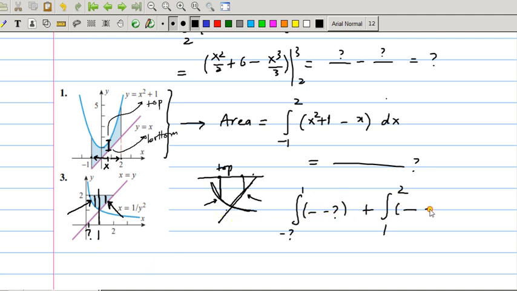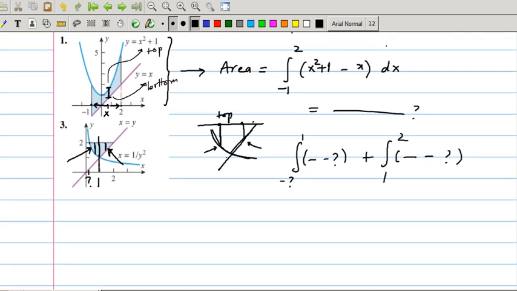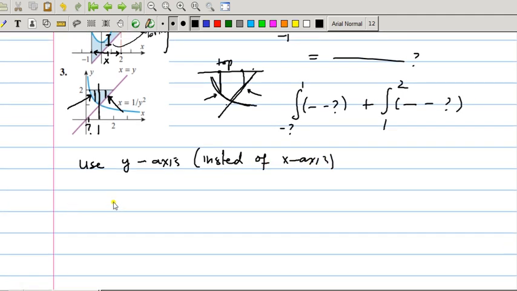One thing is that I can break here at this point 1. I can break the interval and find the area separately. This area separately and this area separately. So I can make two integrals. One integral from this point, which is not given, to 1, and another integral from 1 to 2. I can do that, right? So top for both is the same, but bottom is changing.